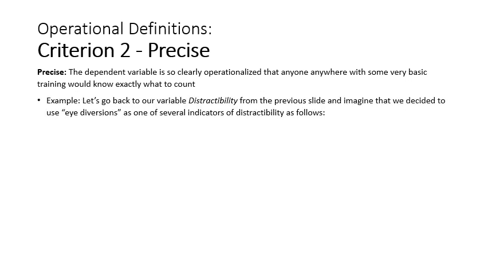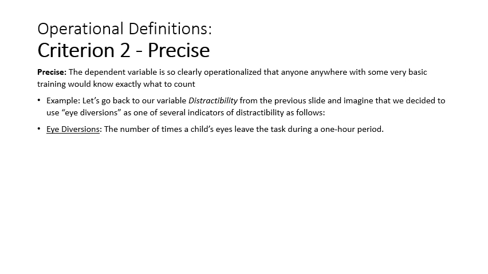Let's go back to this distractibility example that we've been using, and imagine that we decided to use the first one, the frequency one, the number of eye diversions, as one of several indicators of distractibility. So let's start with this operational definition. Eye diversions, the number of times a child's eyes leave the task during a 1 hour period. So is this precise enough that anyone could count it?